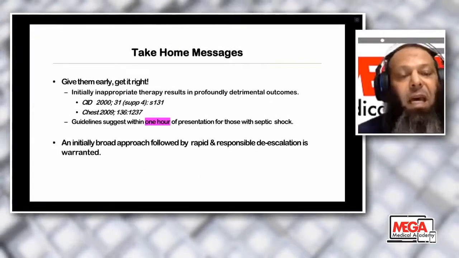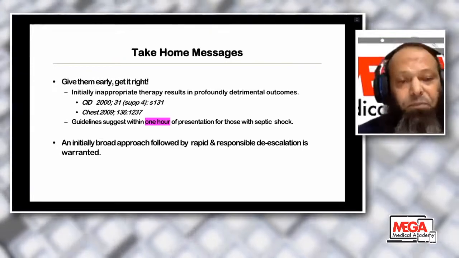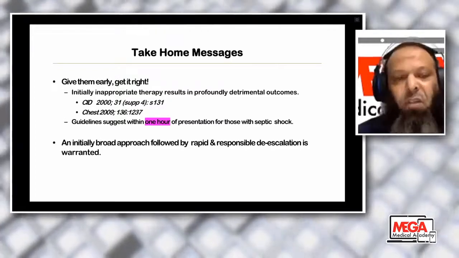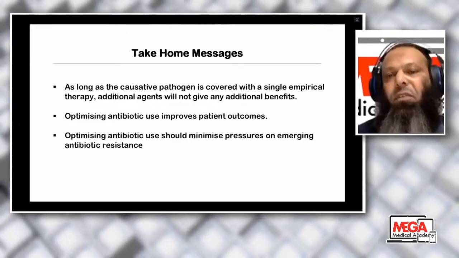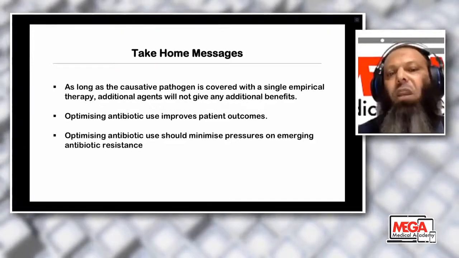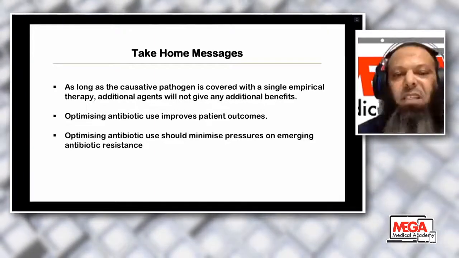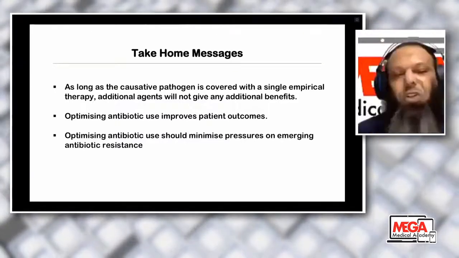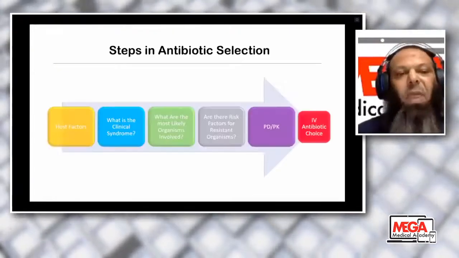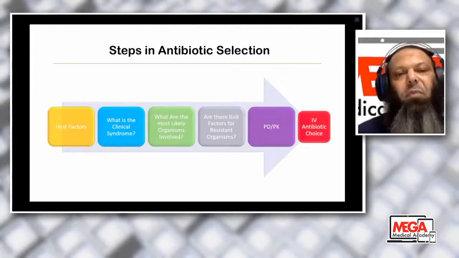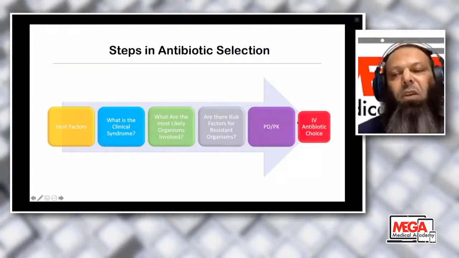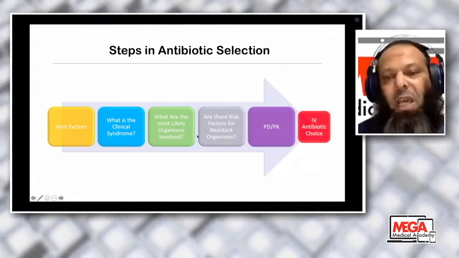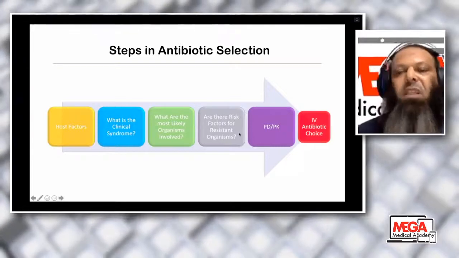Give them early, and broader antibiotics should be followed by rapid, responsible de-escalation. As long as the causative pathogen is covered with a single empirical therapy, additional agents will not give any additional benefit. Optimize the antibiotic use to improve the patient outcome, and optimize the antibiotic use to minimize the pressure on emerging antibiotic resistance. And this is the final slide, just reminding you about the 5 pillars helping you in choosing the antibiotics: the patient-related factors, the clinical syndrome and the most likely organisms, the risk of resistance, and PD/PK.